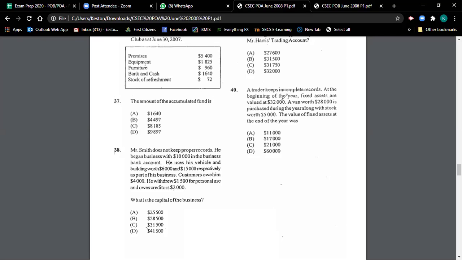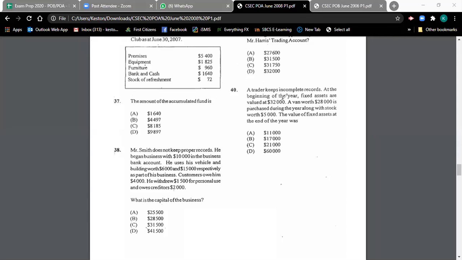40. A trader keeps incomplete records. At the beginning of the year, fixed assets are valued at 32,000. A van with 28,000 is purchased during the year along with stock worth 5,000. The value of fixed assets at the end of the year is... Ariana, yep, you're correct. 60,000 because you're just adding these two. This is stock, this is current assets, and they're asking for fixed assets. So good job, Simon, Abisha, Ariano. Well done.